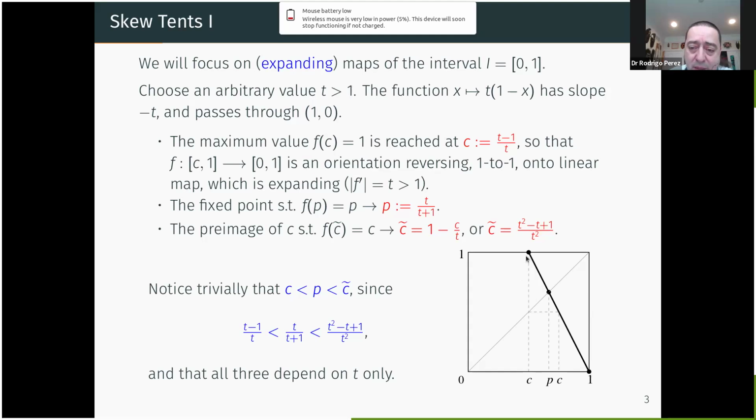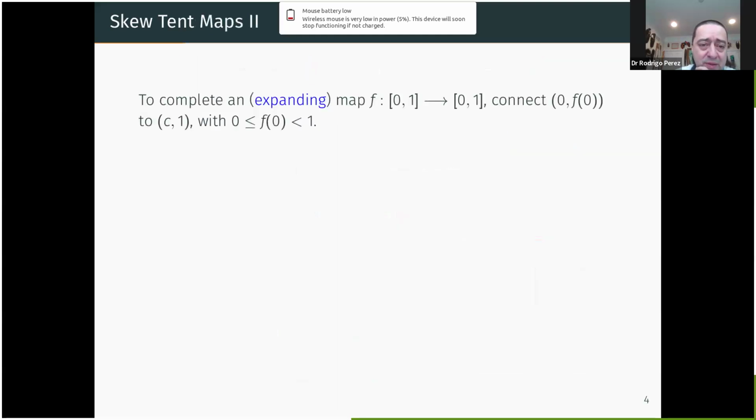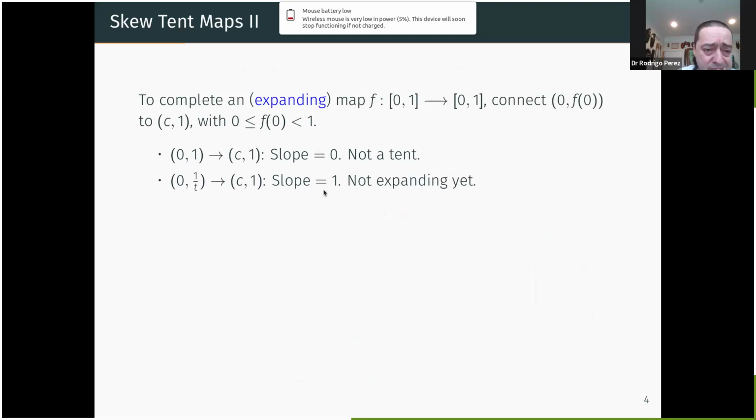And in order to make a skew tent map, what we need is to have another segment on the interval 0 to C. And this segment has to start anywhere between 0 and 1, connect to this point. It's just a linear map. Please notice that slope of 0 will not be allowed. That's not technically a tent map. That's going to be constant on an interval. So we want to avoid that. This is what I just said. And if I'm picking the initial point in this region, then I have slope 1. This is still not expanding. So I need that slope to be larger.